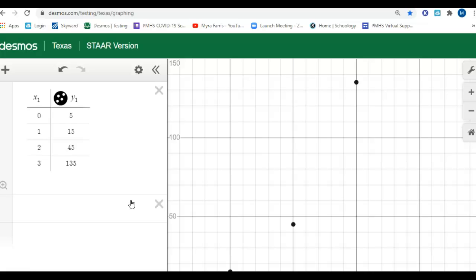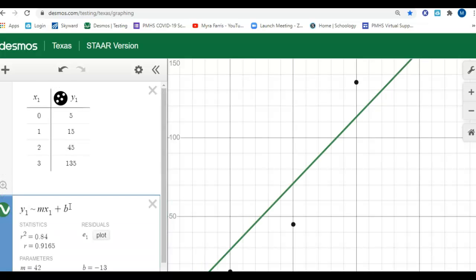Okay, the question is: is this data linear or exponential? My linear equation is y equals mx plus b. But instead of typing y, what does it say right here? It says y1, so I'm going to type y1. Instead of an equal sign, I type this little squiggle. It's on the top of your keyboard next to the 1. mx1 plus b. And it gives me the linear equation.